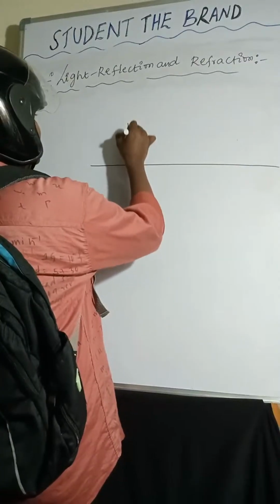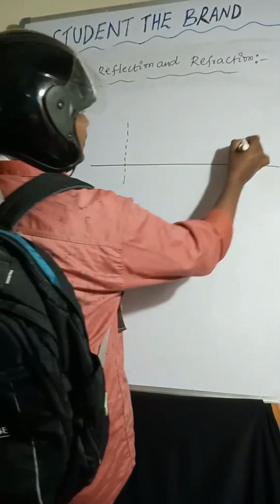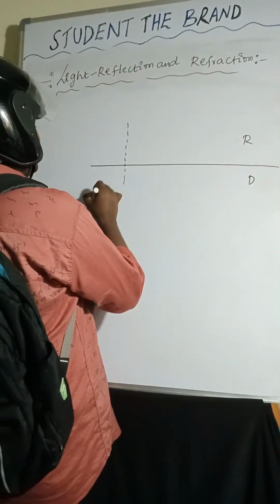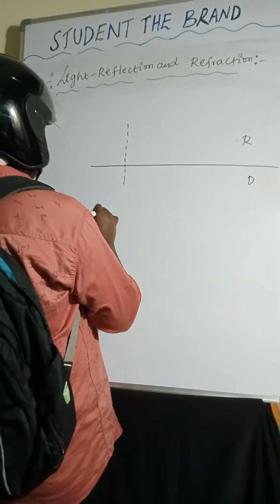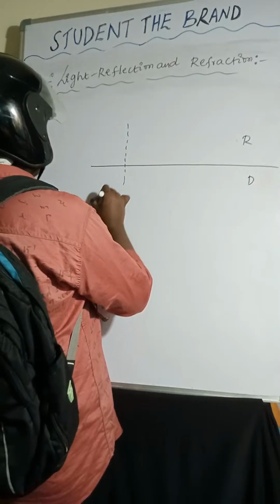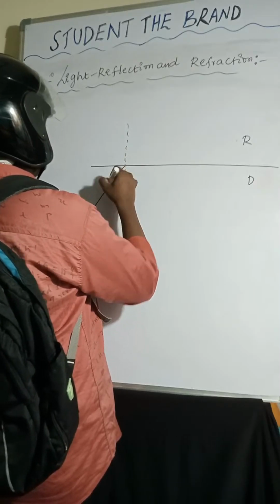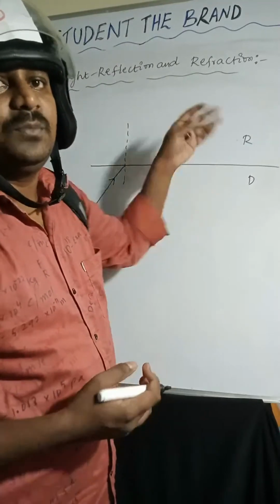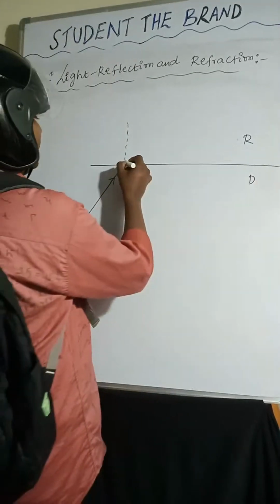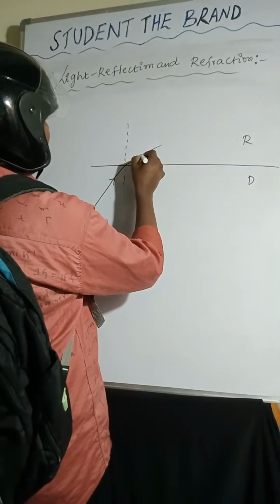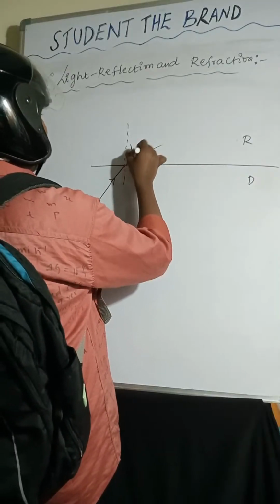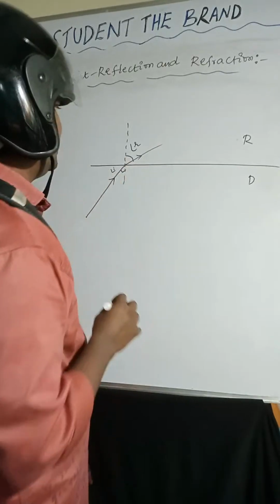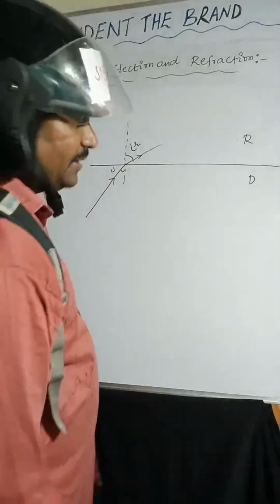I'm considering here a normal line, a rarer medium and a denser medium. Normally, if the light ray is moving from denser to rarer, what happens? It moves away from the normal line. So this is the angle of refraction and this is the angle of incidence.